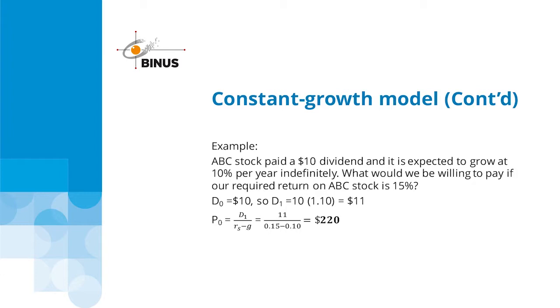So here we calculate the dividend value first. The beginning dividend is $10 and it grows by 10 times 1.10, and then we get $11 as the coming dividend. So here we just input 11 divided by 0.15 minus the growth of 0.1. So at the end we get a value of $200 per share.